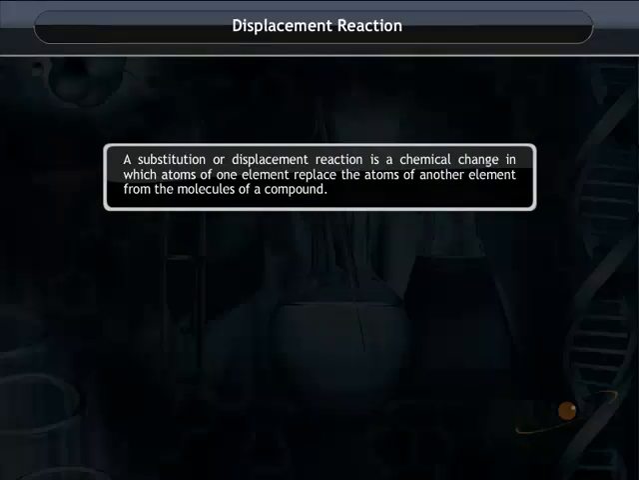Displacement reaction. A substitution or displacement reaction is a chemical change in which atoms of one element replace the atoms of another element from the molecules of a compound. Let us take up an example.